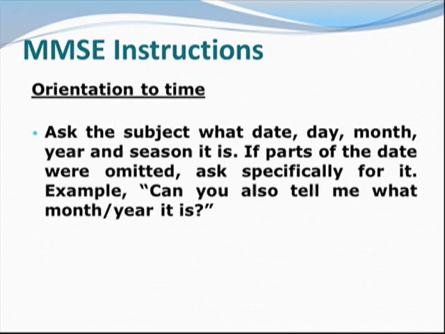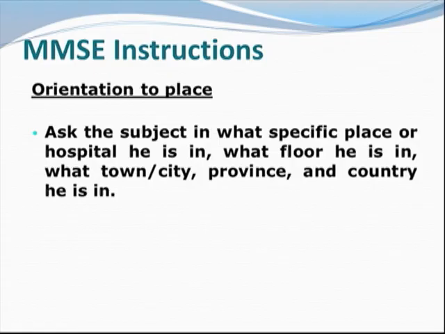For orientation to time, ask the subject what date, day, month, year, and season it is. If parts of the date were omitted, ask specifically for it. Example: can you also tell me what month or year it is? For orientation to place, ask the subject in what specific place or hospital he is in, what floor he is in, what town or city, province, and country he is in.